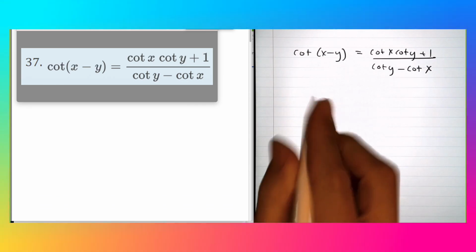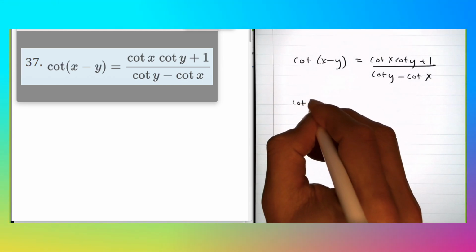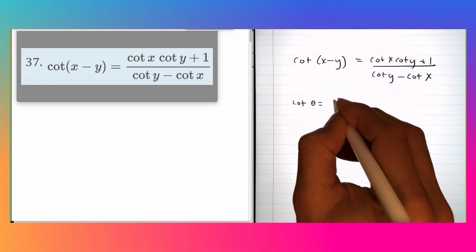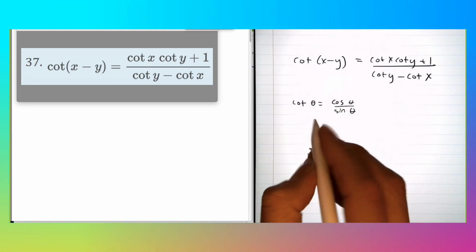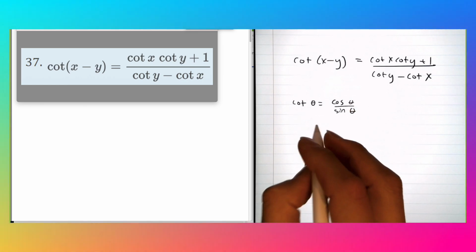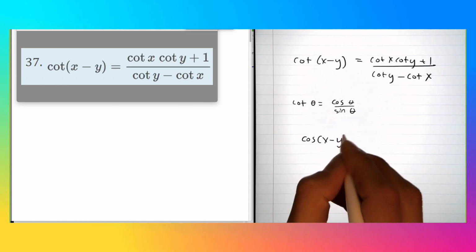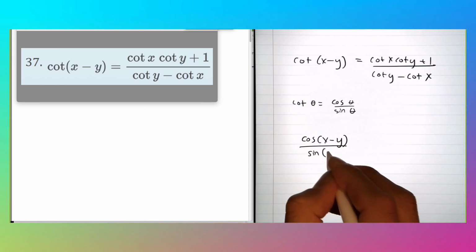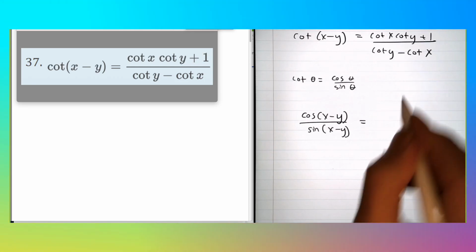So on the left side, we have a cotangent. Think about how cotangent can be written in terms of sine and cosine. By definition, cotangent theta is equal to cosine theta over sine theta. So if you have x minus y as the angle theta, we can rewrite this as cosine of x minus y over sine of the angle x minus y. So how do we set that equal?